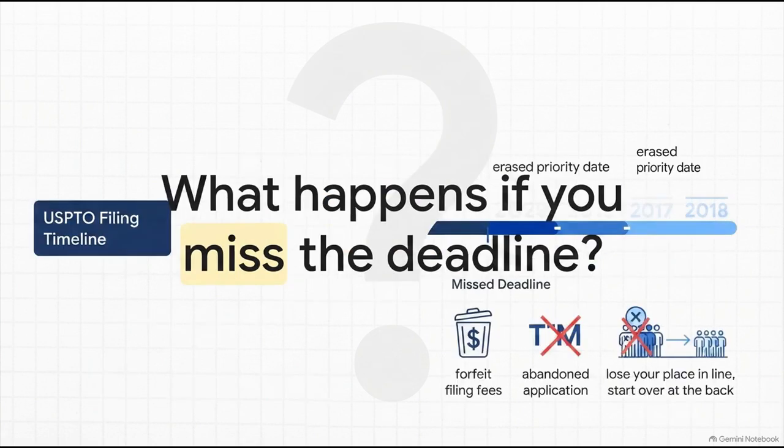What happens if you miss the deadline? Do you lose your filing fees and your place in line? Yes, unfortunately you do. If you miss this deadline, the consequences are severe. The USPTO does not pause your application. It abandons it outright. You forfeit your non-refundable filing fees entirely. You erase your original priority date. To try again, you literally start over at the very back of the line.